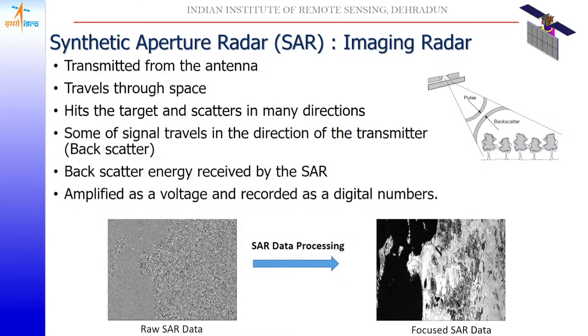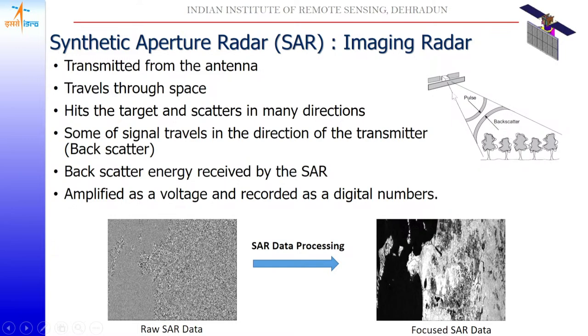So what is the synthetic aperture radar? As I told you, it is an active sensor, so it will transmit an electromagnetic radiation which is called the pulse. This pulse is transmitted from the antenna. You can see this is the SAR and it is transmitting a pulse. This pulse will interact with the earth surface with the different features. After interacting, there will be a phenomenon called scattering, and some of the energy will come towards the SAR sensor.